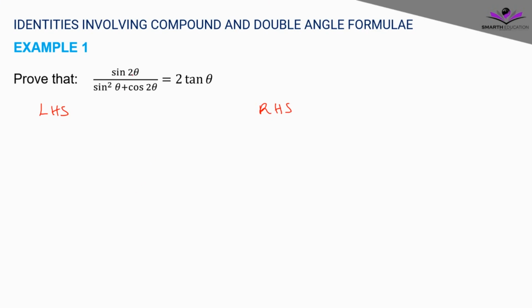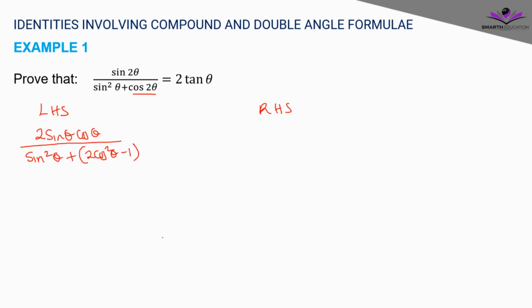So sine 2 theta, already there we can see a double angle formula. So this is 2 sine theta cos theta, right, over sine squared theta plus cos 2 theta. Cos 2 theta again, you can see a double angle formula there, but we'll do all three. Let's start with 2 cos squared theta minus 1. So it's going to say sine squared theta plus 2 cos squared theta minus 1, right? We have done the left-hand side.